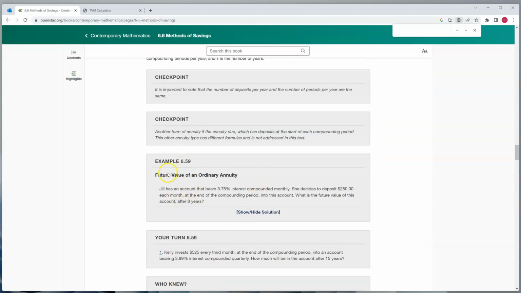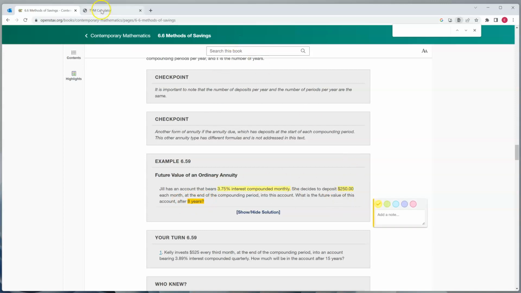Jill has an account that bears 3.75% compounded monthly. So she decides to deposit $250 each month at the end of the compounding period. So we're kind of assuming that it's compounded monthly. So at the end of each month is the compounded period into this account. What's the future value of this account after 8 years?